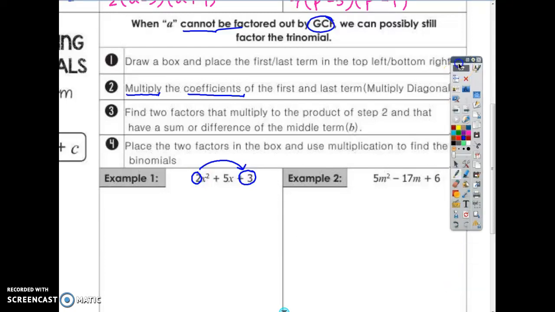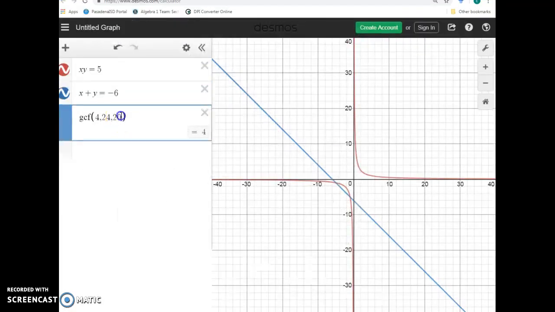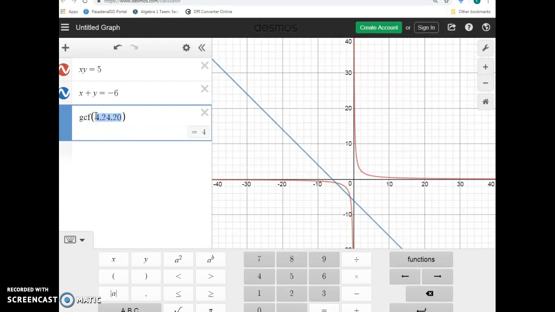So before we do that, let's make sure that this does not have a greatest common factor. I want you to type 2, 5, and 3 and see if there's a greatest common factor. 2, 5, 3. Right here, greatest common factor, 2, 5, 3.